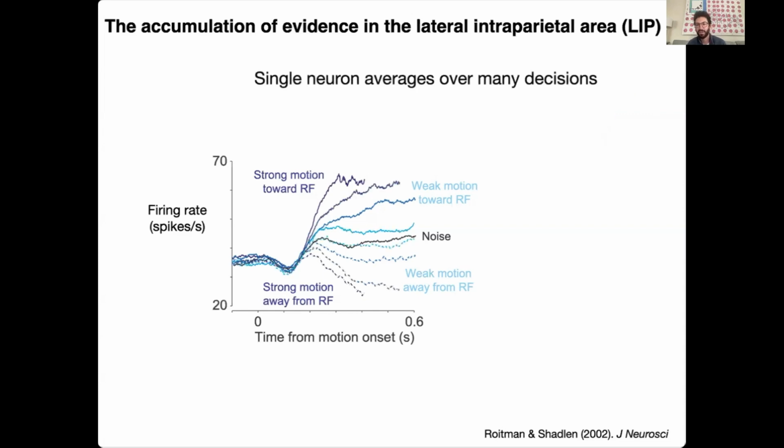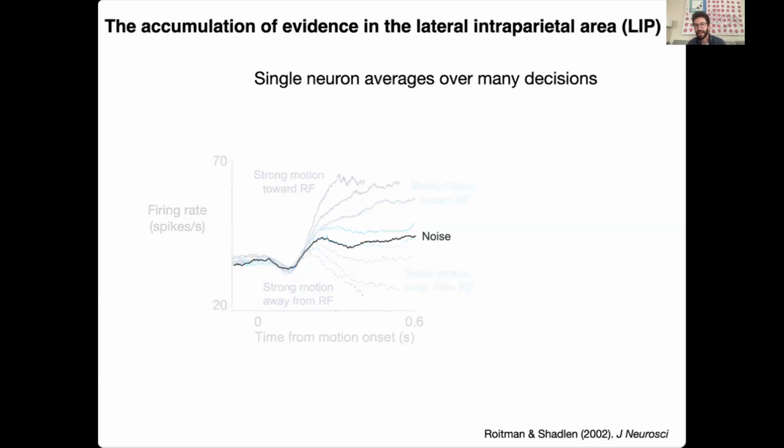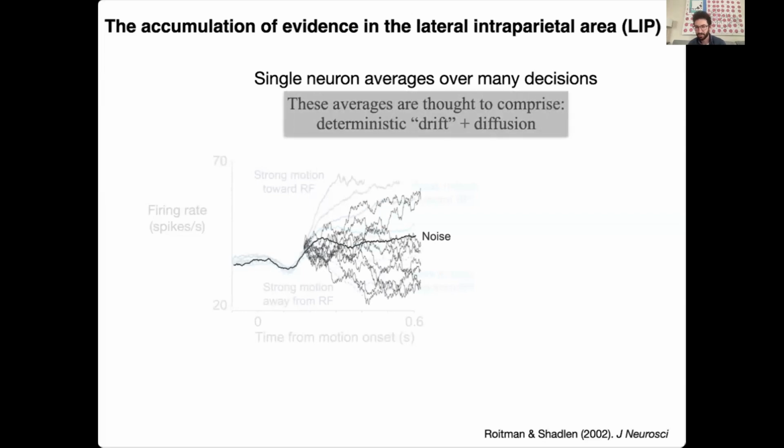But critically, these single neuron averages over many decisions, this is not what we think is happening on a single trial. So if we zoom in on a noise trial, that looks flat on average, what we hypothesize to be the case is that you have drift diffusion paths that underlie this average activity, right? So the average might be a ramp or the average might be flat, but the single trial dynamics are completely different on every trial.